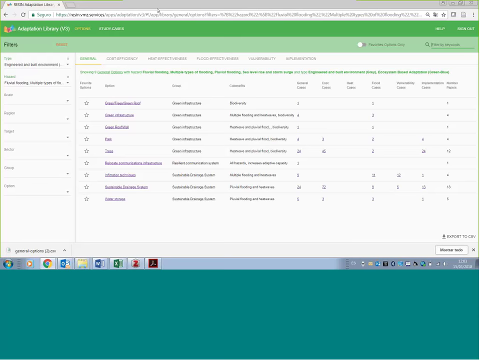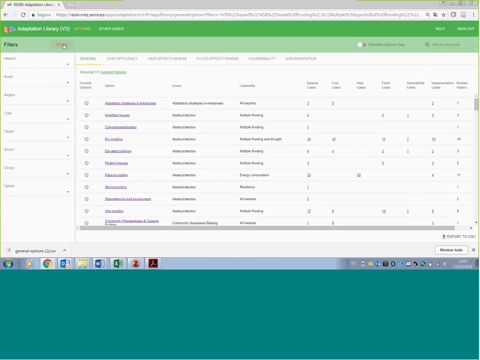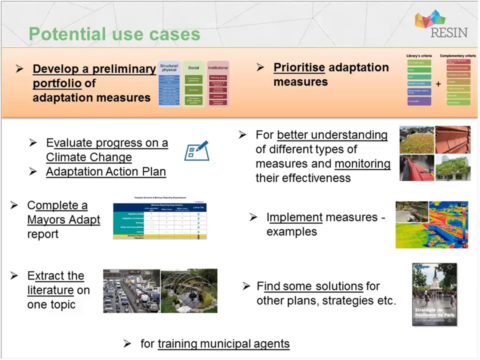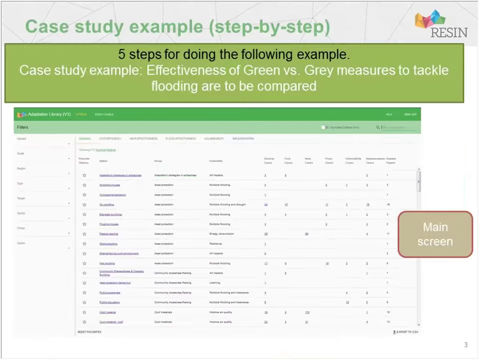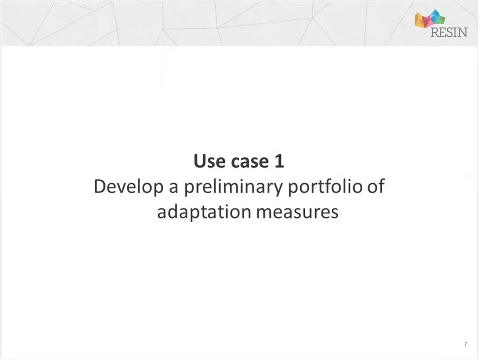Sorry, Madeline, to interrupt. Just a moment, in case anyone's lost. Looking at your worksheet, you should now be at the end of the case study example that Madeline has just gone through on the screen. You should be at the page that reads Use Case 1, develop a preliminary portfolio of adaptation measures. Yeah, thanks, Madeline.